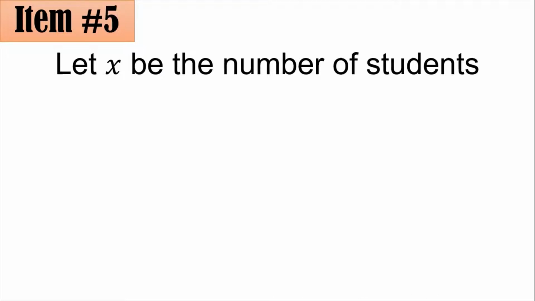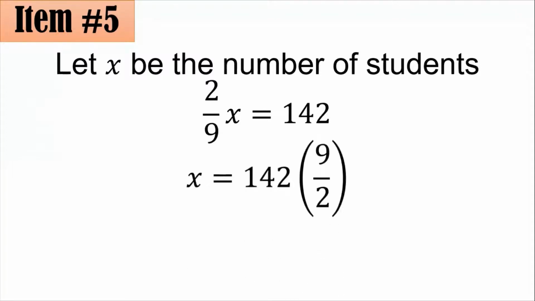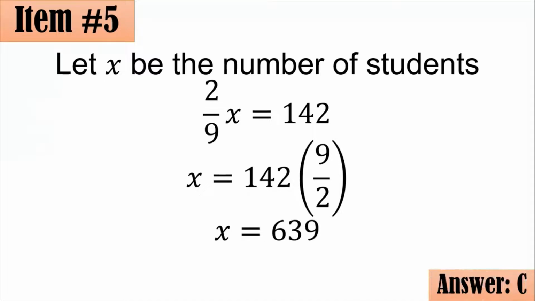And since it is mentioned that 2/9 of them is 142, that's why we arrive at this equation, 2/9 of x equals 142. To simply get the value of x, we will multiply both sides by 9/2, or the reciprocal of 2/9. And with such, 142 times 9/2 gives you 639. Hence, letter C is the answer here. I hope you got it.